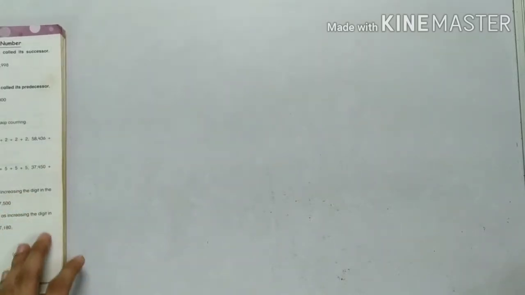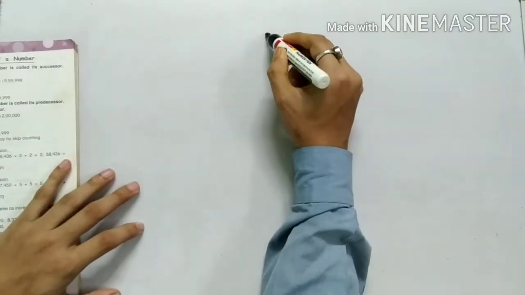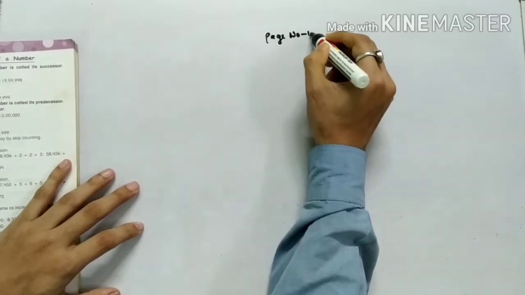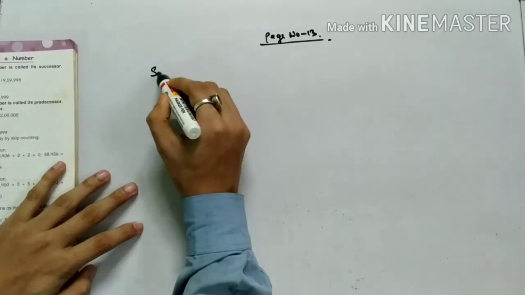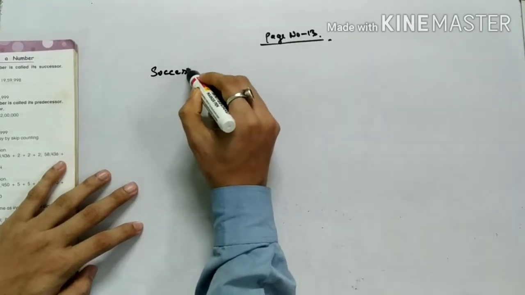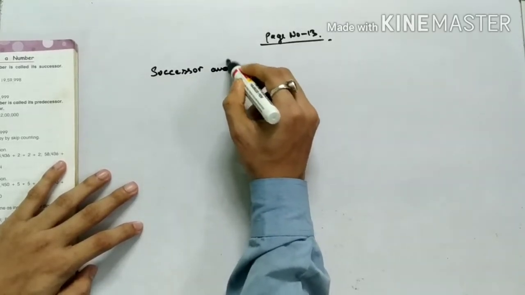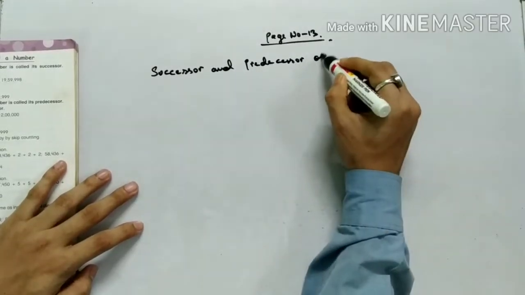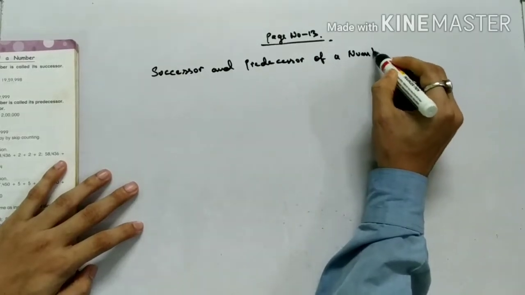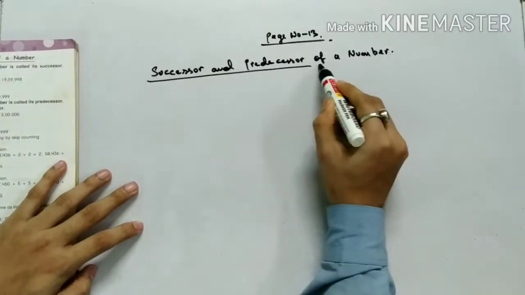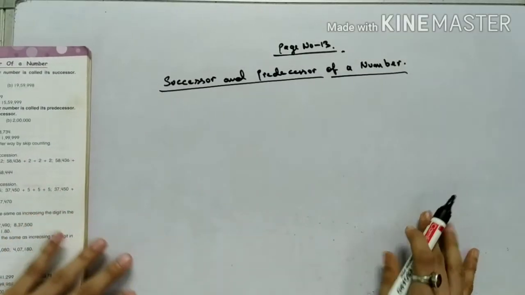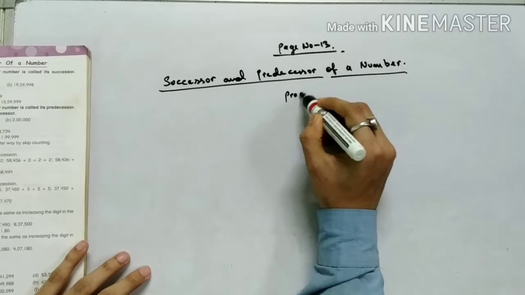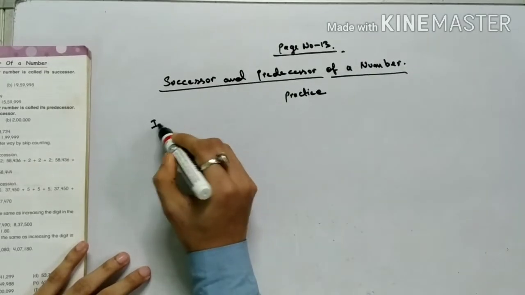So in this video I will start from page number 13. So this is your page number 13. You see, successor and predecessor of a number. Successor and predecessor of a number. So I will start from practice. This is your type 1.